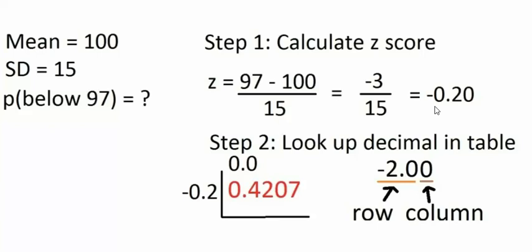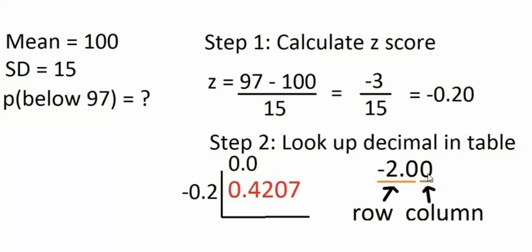In step 2, we're going to go to a z-table to look up our answer. What we do is we break apart our z-score into a row and a column piece. The row number is always the 2 digits right around the decimal point, so the 2 and the 0 with a point in between. The column digit is always the final digit at the end, which in this case is 0.